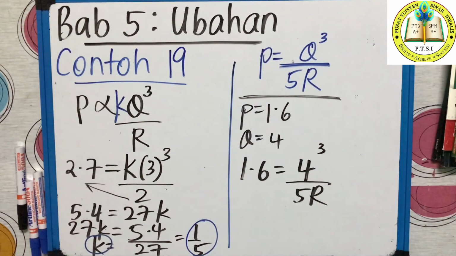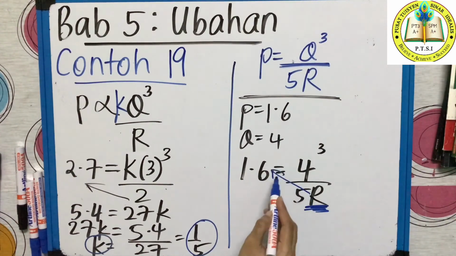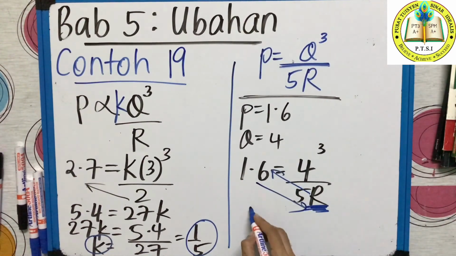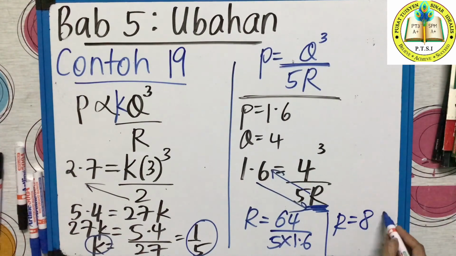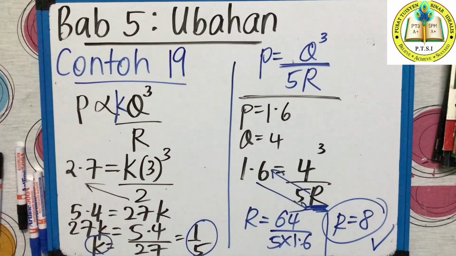What teacher told you? You can time cross. But, easier method, I will say you want to find the R, right? So, R teacher bring here. 1.6 go down. So, it will be R sama dengan 4 kuasa 3, kamu tekan calculator, kamu dapat 64 per 5 times with 1.6. Because R go there, 1.6 come down, so these two you times. So, bila kamu tekan calculator, 64 divide 5 times 1.6, kamu dapat R sama dengan 8. Finish. You already get the answer.